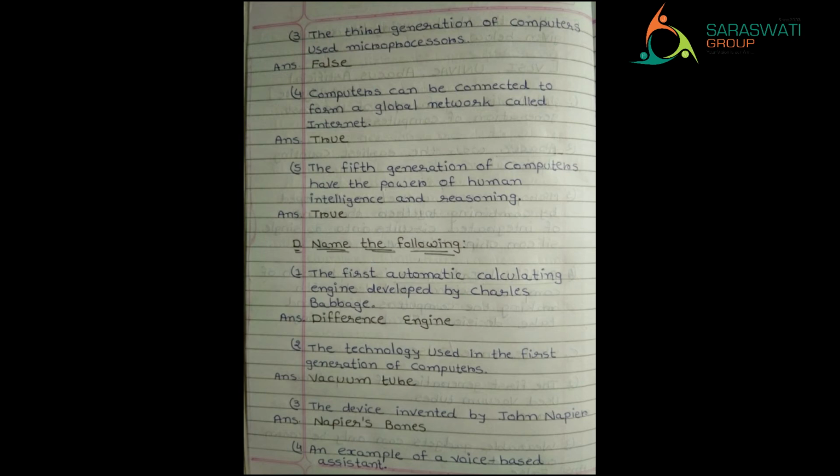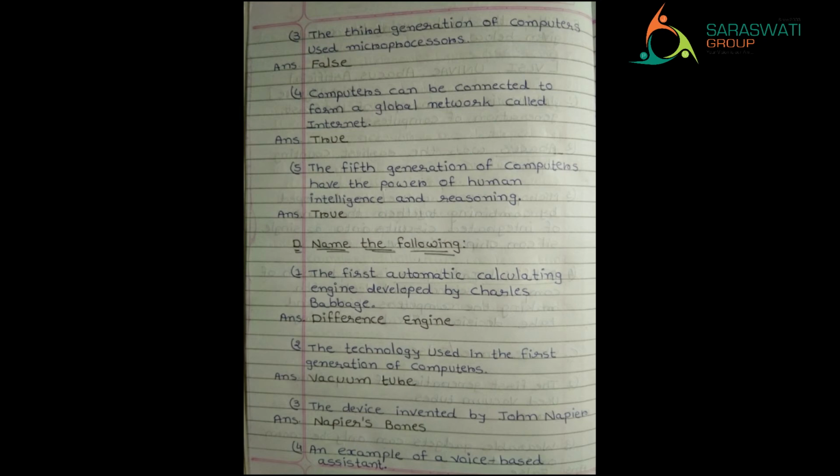Moving further to the fourth one. Computers can be connected to form a global network called the internet. It's very easy. Yes, the answer is true, right? But why? See, we can connect our computer to a network and we can search anything and everything on it with the help of the internet, right? So the statement is what? Yes, it is true. Now, the fifth one.